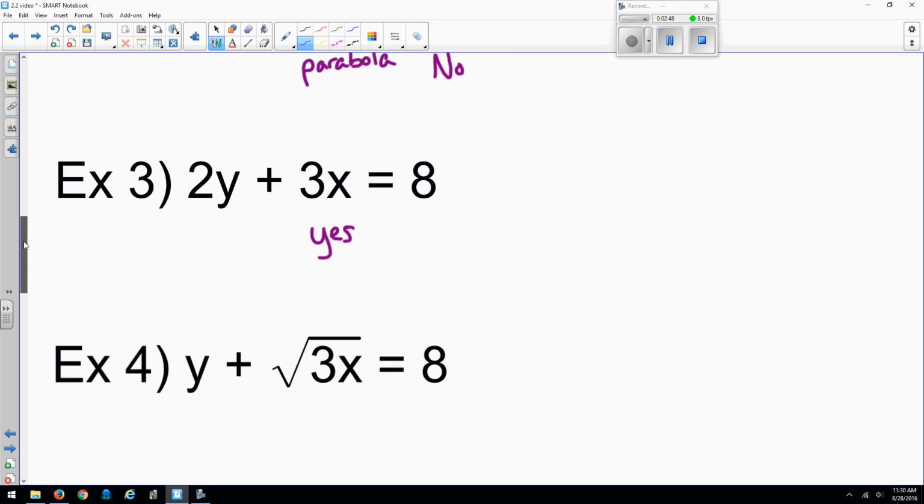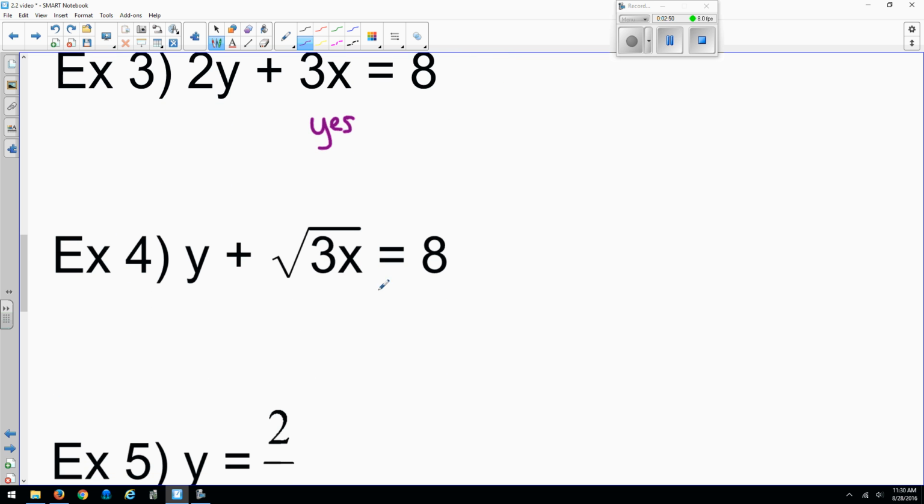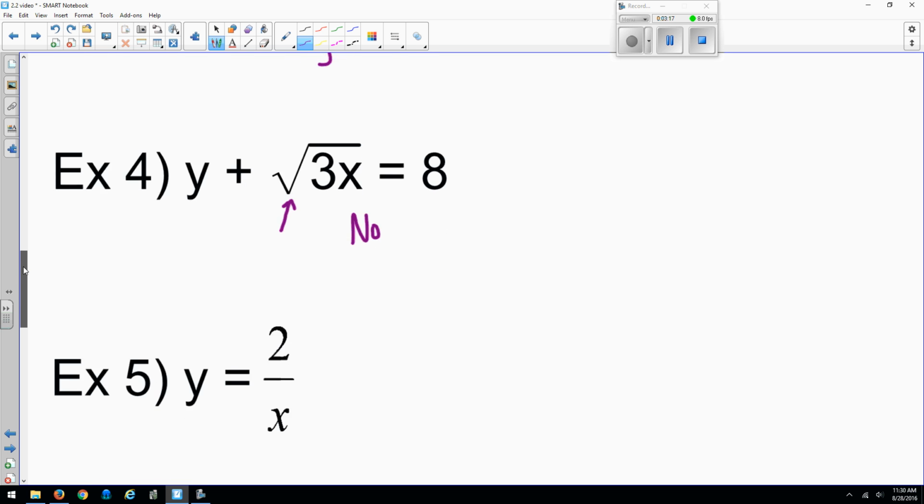Example 4, we can see this radical right here, and because there's that radical, this is not a linear function. If you have your graphing calculator with you, I would recommend solving this equation for y. So we would just subtract the square root of 3x from both sides. Put it into y equals and look at the graph of this function. That's another way you can certainly tell whether or not an equation is linear, by solving for y and graphing it.